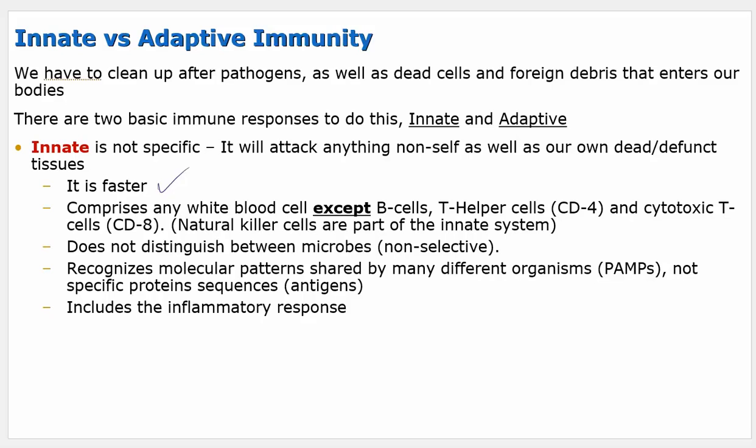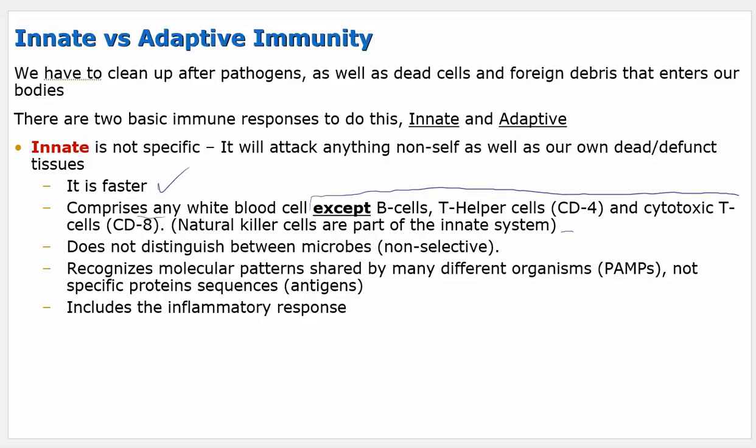The cells that comprise the innate immune response are anything except B cells and T cells. There are two different types of T cells: T helper cells, CD4, and cytotoxic T cells, CD8. I've written that a bunch of times so we can keep those straight, CD4 versus CD8 and what kind they are. And then also natural killer cells, which are still part of the innate system. So the innate system is anything except these lymphocytes, T cells and B cells.